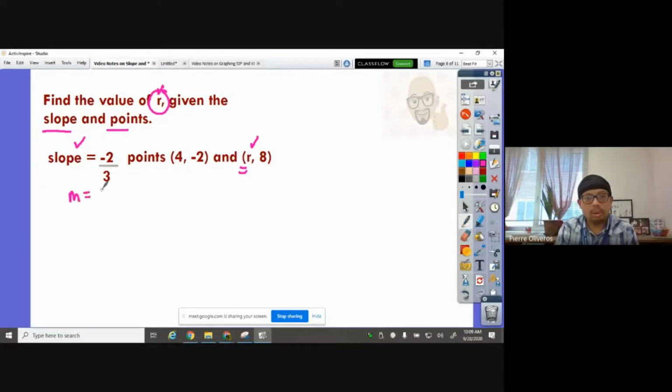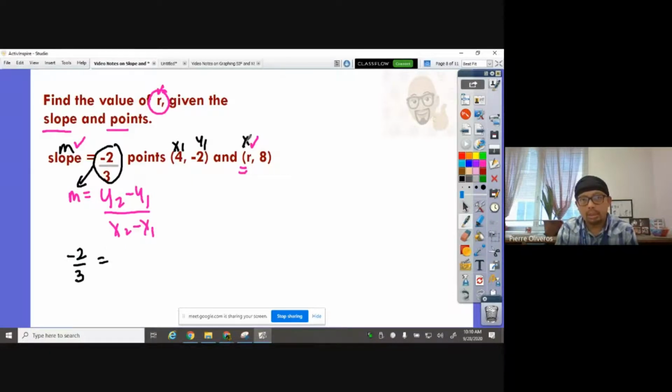Remember the formula of slope, m equals y sub 2 minus y sub 1 over x sub 2 minus x sub 1. We know that the slope, which is letter m, is equal to -2/3. So I'm going to plug in the -2/3 right here, -2 over 3. And this is my x1, y1, x2, y2. My y2 is 8 minus y1 is -2. So this will be a positive 2 now over x2 is r minus 4. And that will be my working equation. And we're going to try to solve for the r.